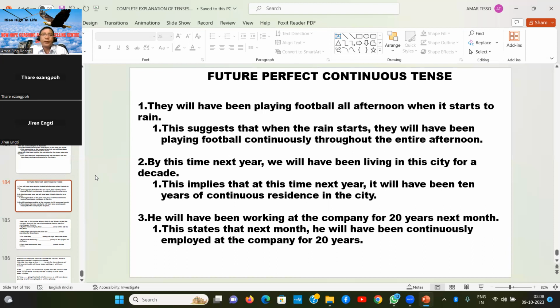Okay. Number 2, by this time next year, we will have been living in the city for a decade. Yes. What to say? How to say?